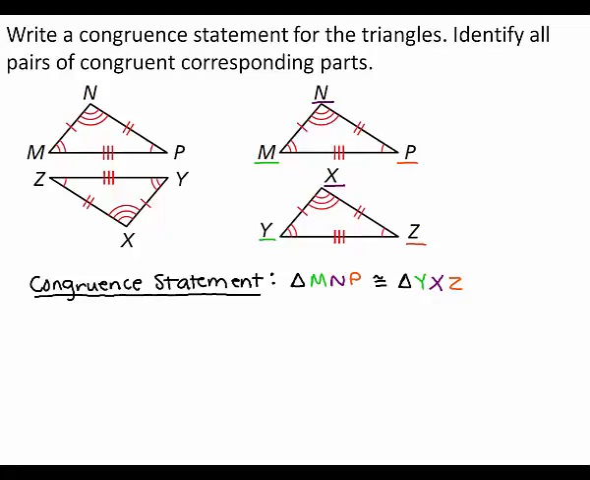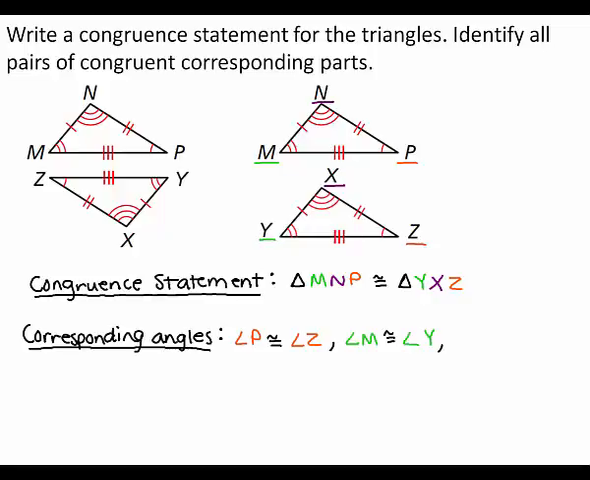Now, because triangle MNP is congruent to triangle YXZ, their corresponding parts are congruent as well. To identify all pairs of congruent corresponding parts, first list the corresponding angles. From the pair of single arcs on the diagram, you can see that angle P corresponds and is congruent to angle Z. Also, from the pair of double arcs on the diagram, you can see that angle M corresponds and is congruent to angle Y.